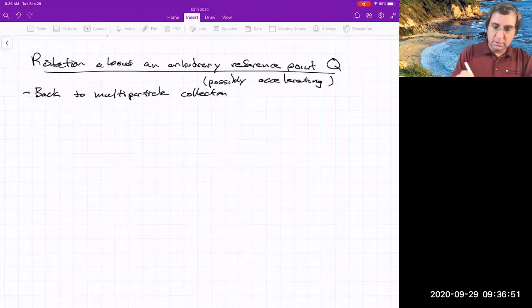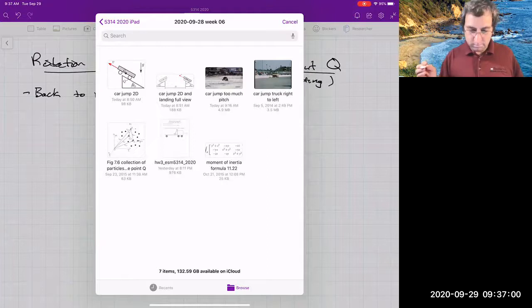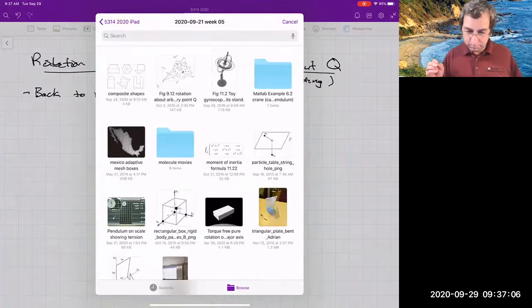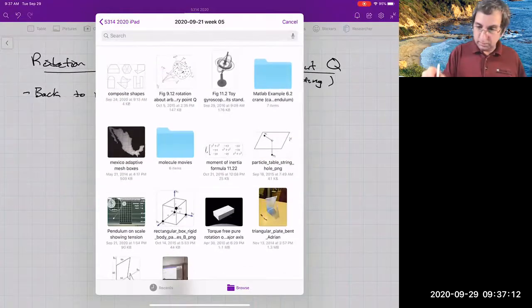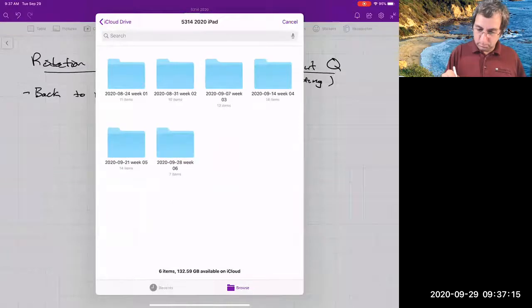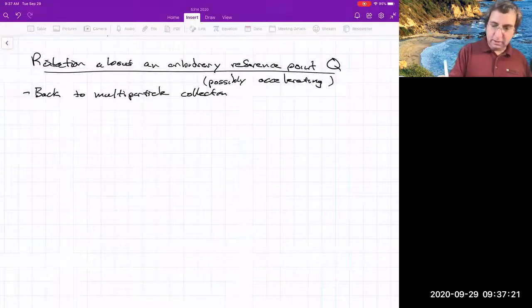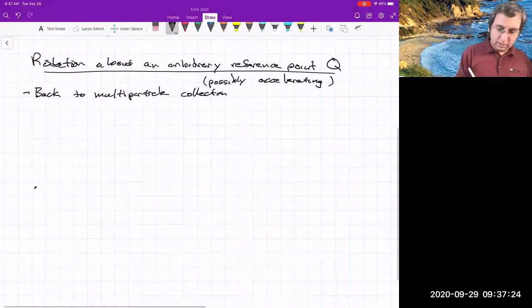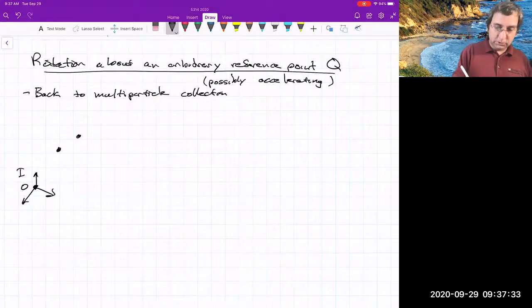Let me insert the figure here that I'm going to use. I don't know if it's any of these. Maybe I don't have it here, or it didn't show up. All right. Well, I'll just draw it. It's not too hard to draw. We've got the inertial frame, some origin O. We've got our particles.